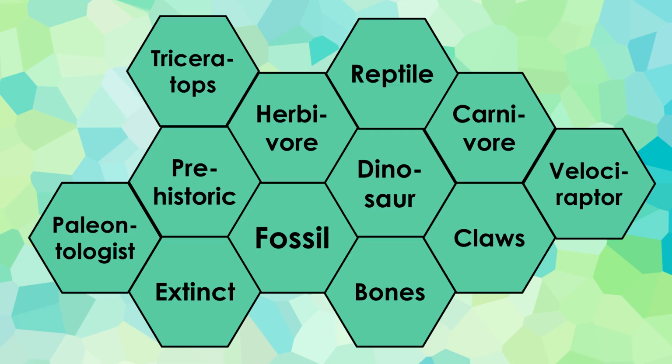But I put claws next to carnivores because carnivores need claws to eat. I put reptile next to dinosaur, herbivore, and carnivore because all of them are types of reptiles. Remember that others may make different connections, and that's okay as long as they can justify their thinking.